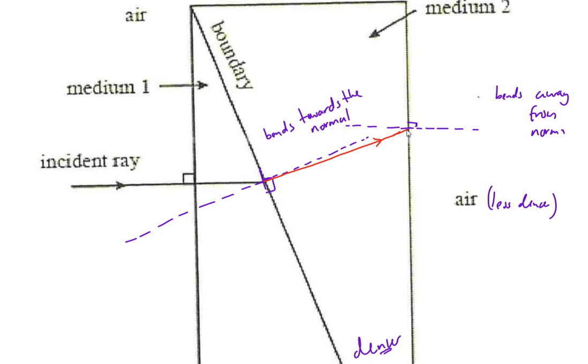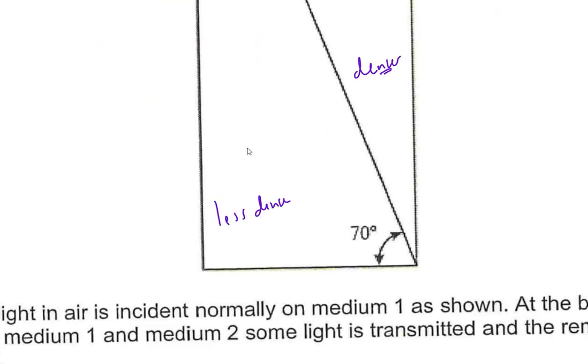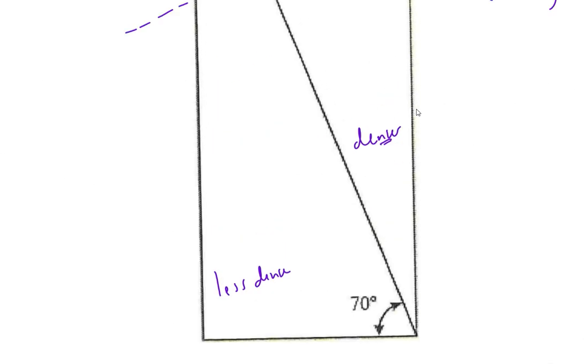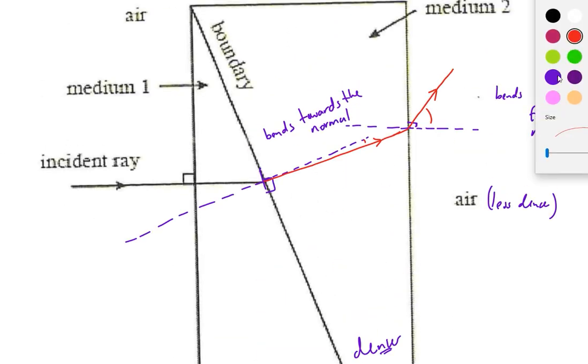So it's going to bend away from the normal. You can see here, it bends away. So here, it bends towards. Good. So there's 2 marks there. Now here it is reflected. We need to draw this reflected into the same medium.